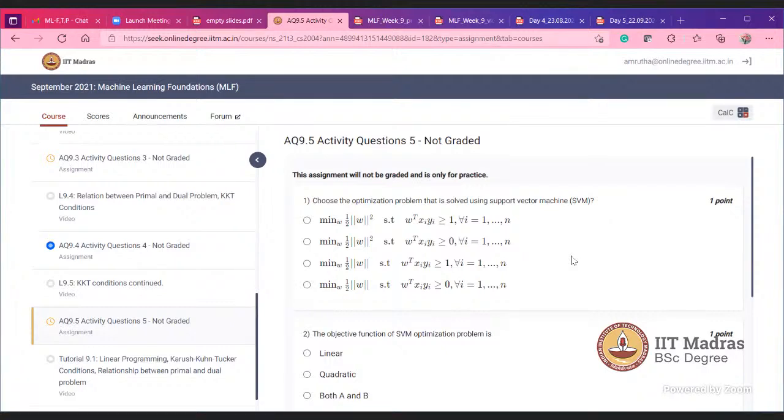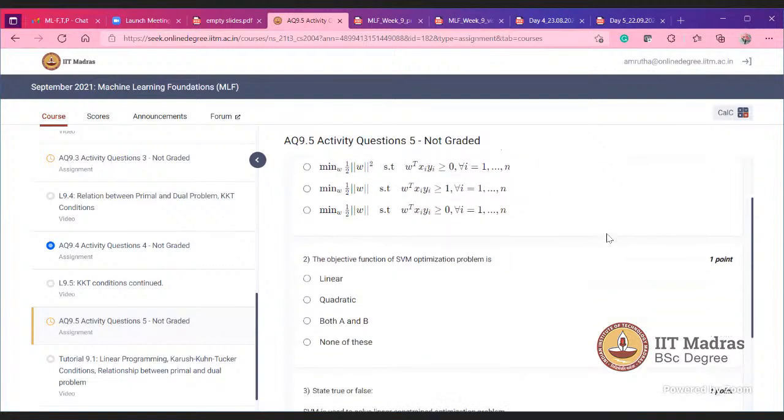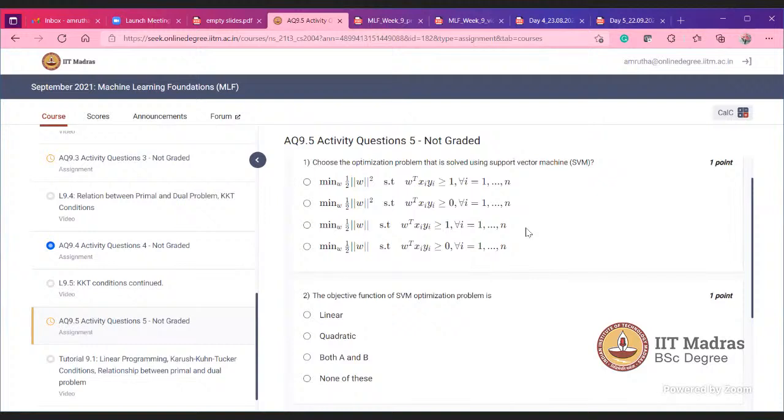For our optimization problem in SVM, we have to minimize half of the norm of W squared. But W_i was missing in all of the options. Then I couldn't figure out how options 1 and 2 are different. Here 0 is not included, but here 0 is included. The first one is equal to 1, but it should be greater than or equal to 1, not 0. That's why these two options are off. But it should also be W_i squared, though it was not mentioned in any of the options.